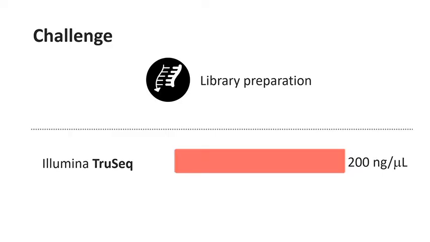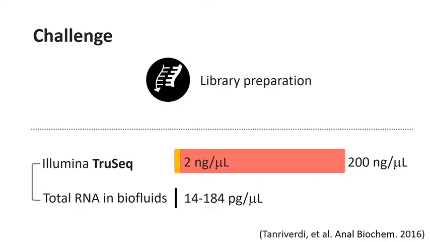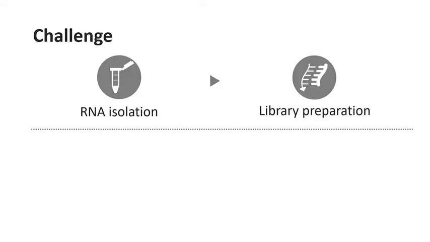because the most commonly used library preparation kit, the Illumina TruSeq kit, requires 200 nanogram per microliter of total RNA as input. Alternatively, you can use 2 microliter of microRNA as input as well. However, according to a recent study, the total RNA present in biofluid is only 14 to 184 picogram per microliter. So that's much smaller than what we need for library preparation. And because of that, we face some challenge.